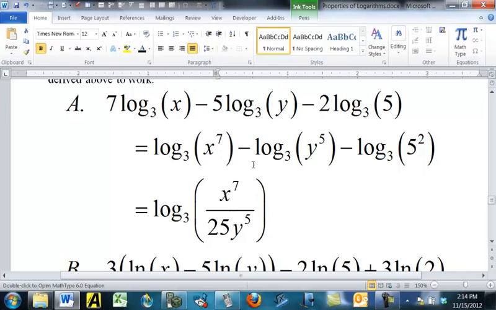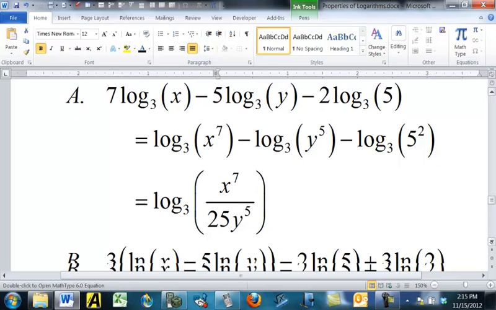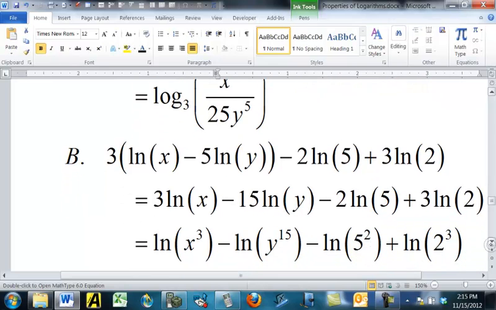So 7 log base 3 of x is log base 3 of x to the 7th. We bring the 5 in as a power and the 2 in as a power. I left the minuses out. You can do it that way. So now all the coefficients are 1 or negative 1, same base, we can pull them together in one logarithm. The one that has a positive, that x to the 7th, goes to the top. y to the 5th and 5 squared go to the bottom. 5 squared is 25. So we were able to put that together.